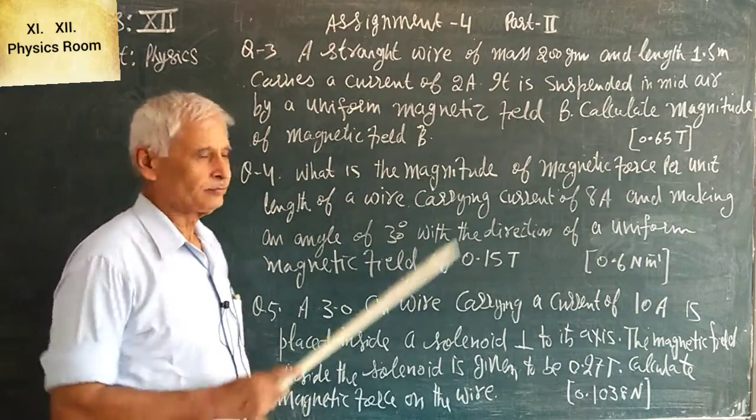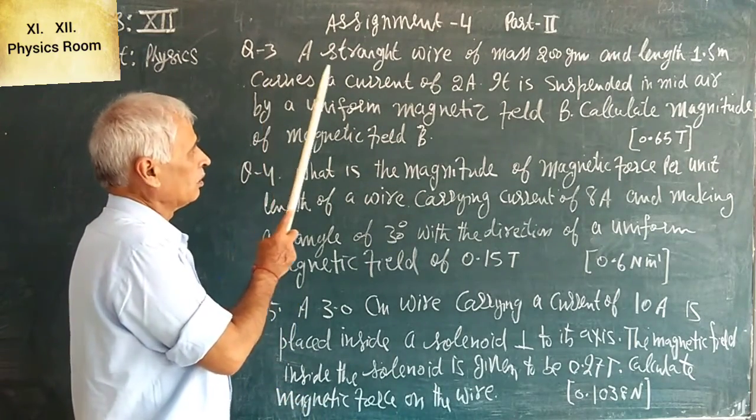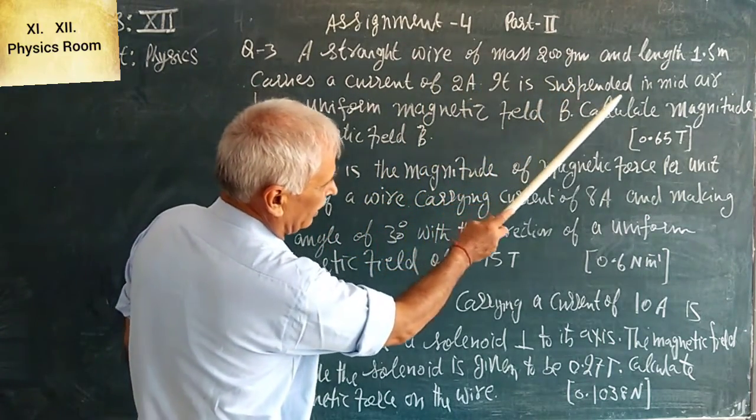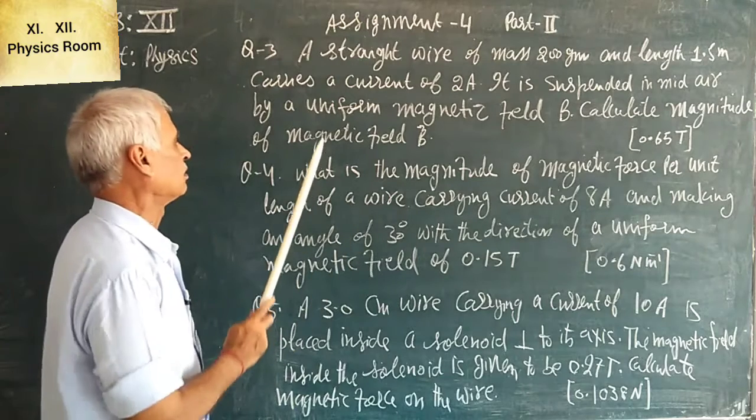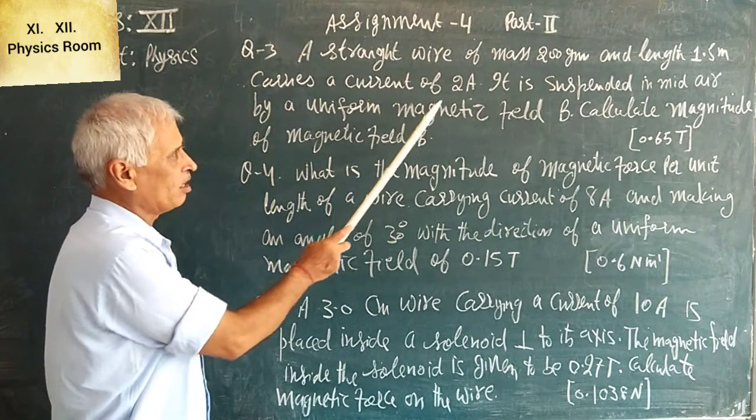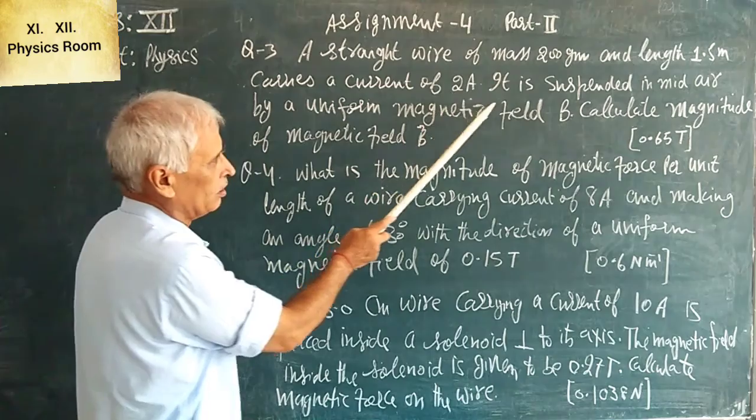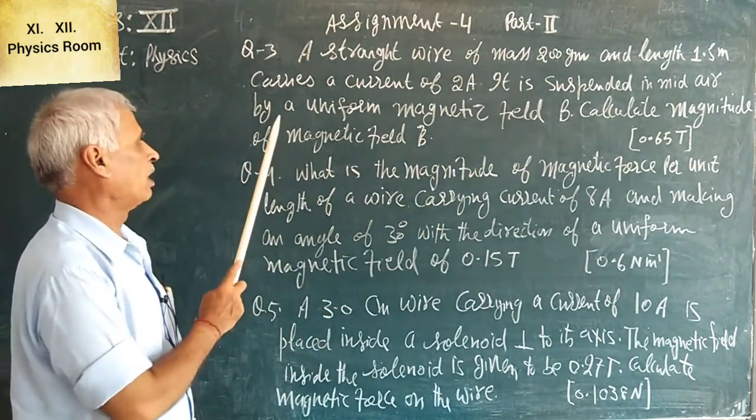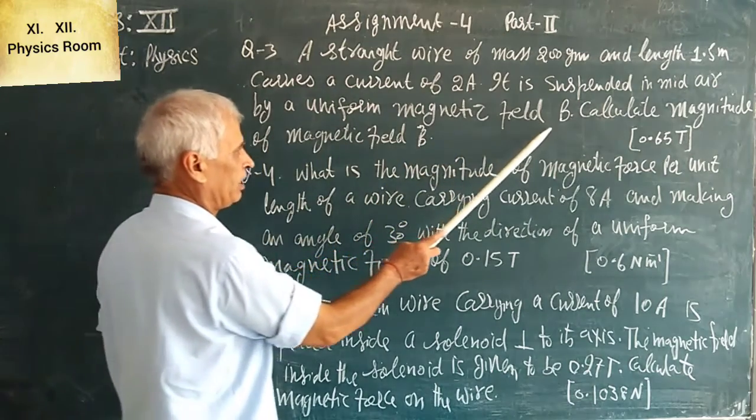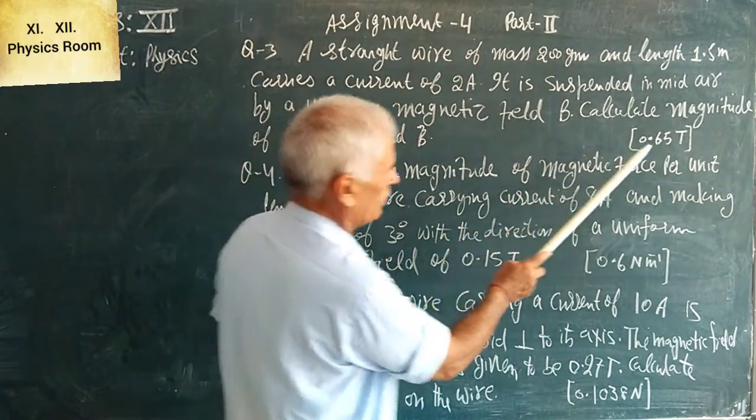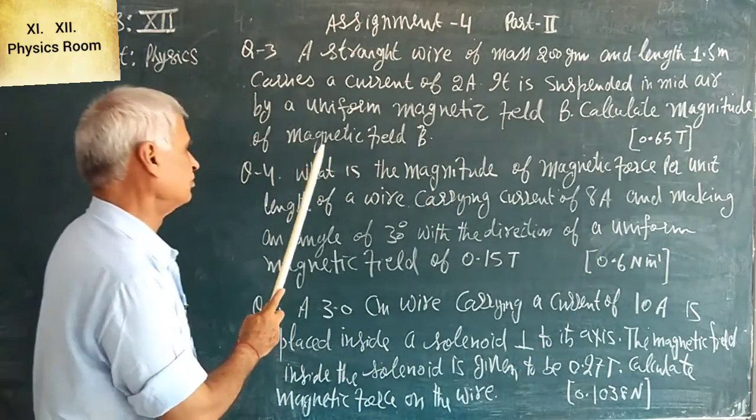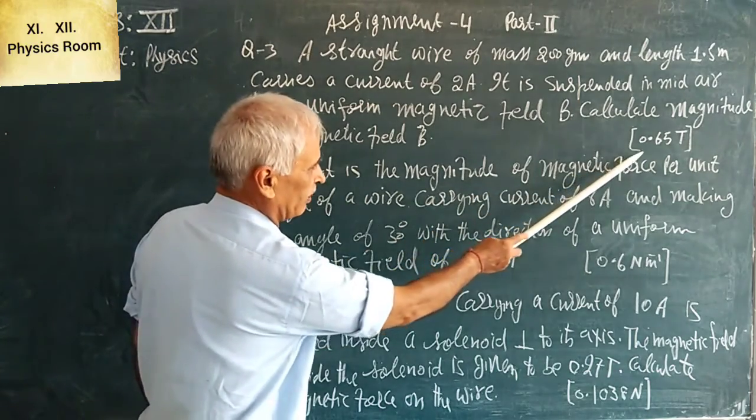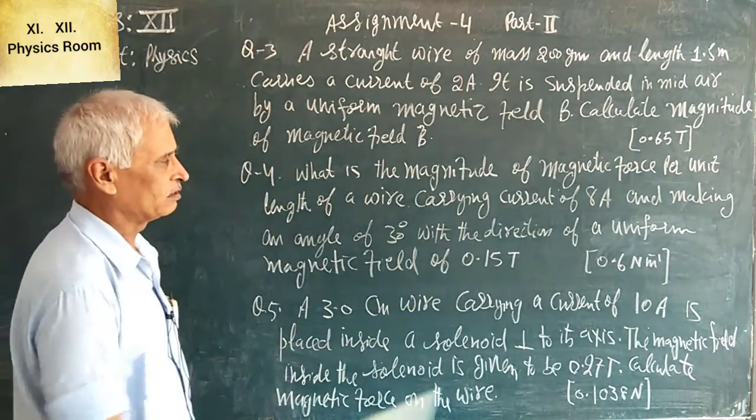Question number 3. A straight wire of mass 200 gram and length 1.5 meter carries a current of 2 ampere. It is suspended in mid-air by a uniform magnetic field B. Calculate magnitude of magnetic field B. And there is the answer 0.65 T. You verify from that when you calculate.